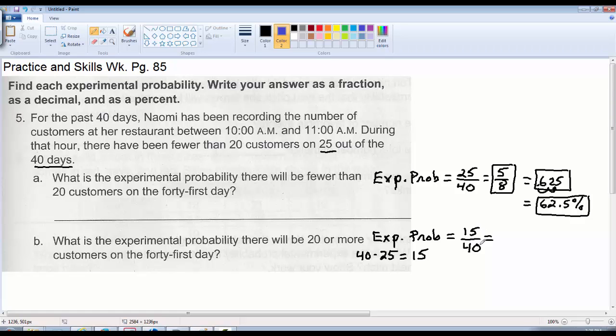And then we're going to simplify that. If I take a look at it, looks like I'm going to want to divide by 5. If I divide by 5, 15 divided by 5 is 3. 40 divided by 5 is 8. So I'll get 3/8. And then I'm going to divide those very, very carefully. If I do that, I will end up with 0.375.